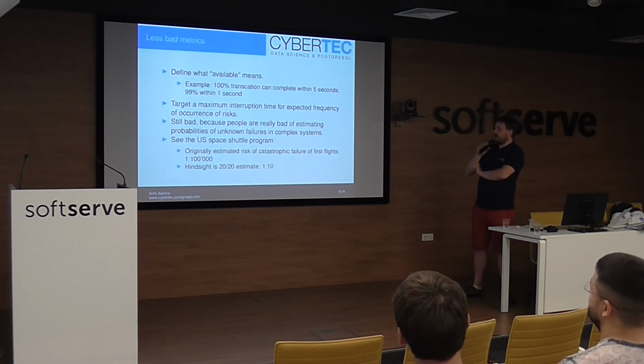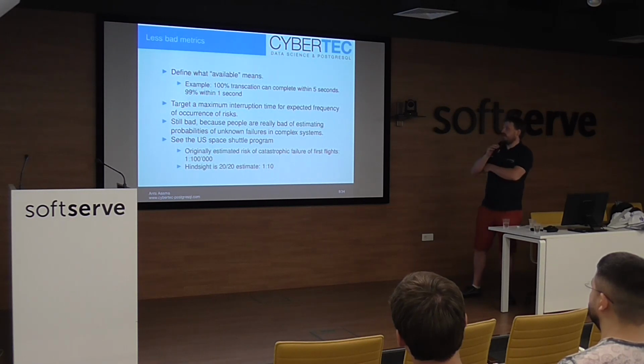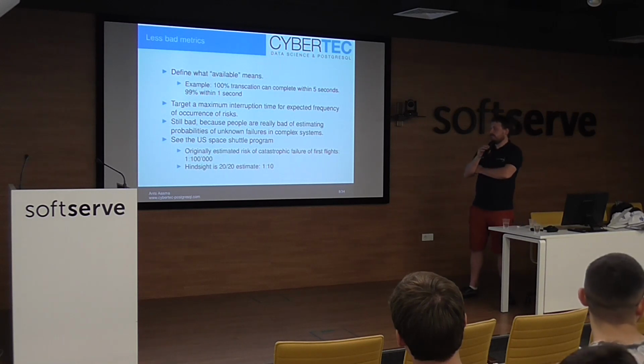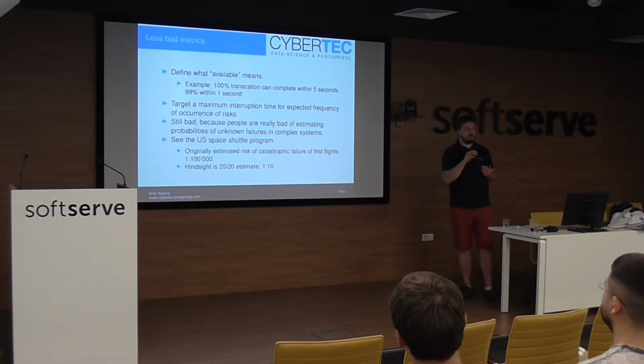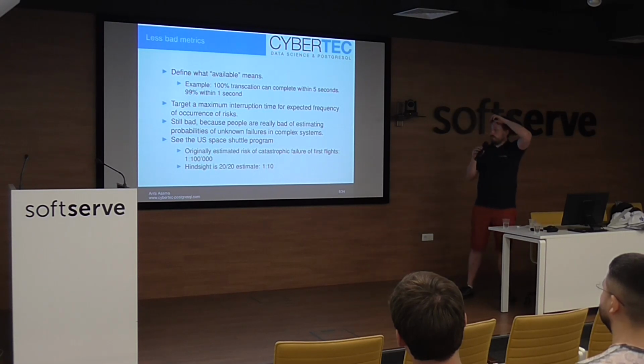And the second thing to measure is you want to target the maximum downtime for different classes of problems you might find with your system. And this type of measurement is still not great because it's really hard to figure out how often a problem can occur, or even what types of problems can occur.